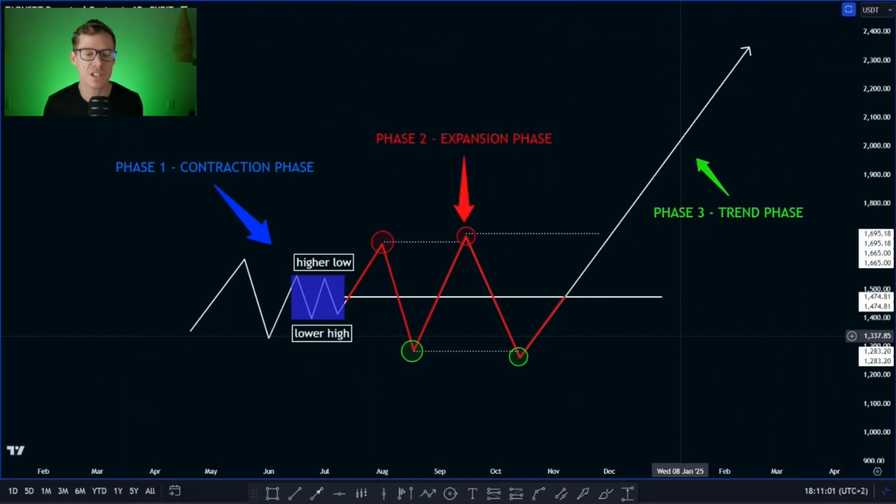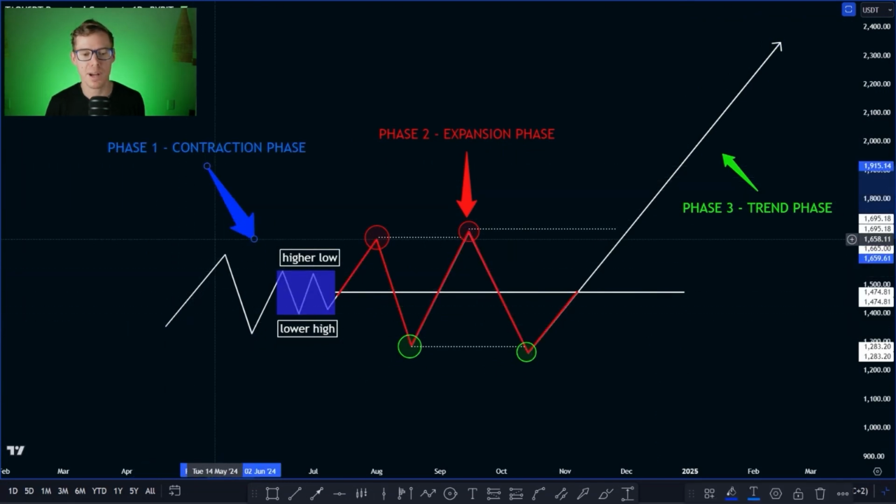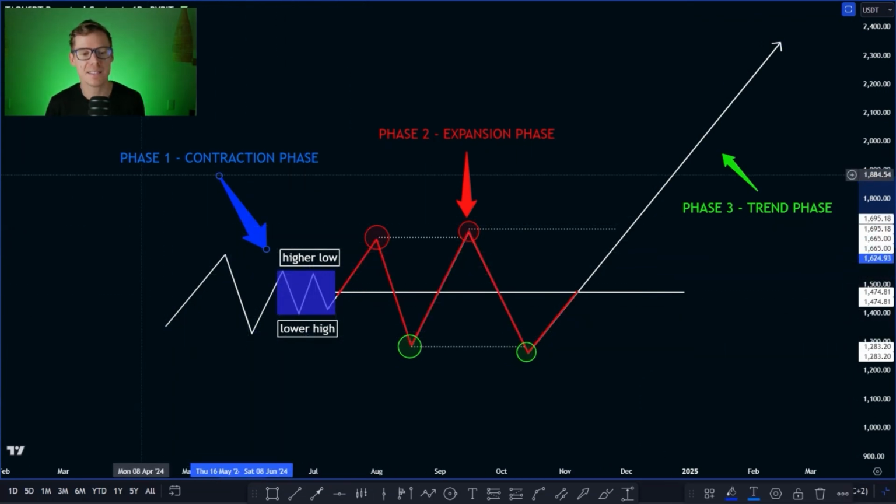We're on the charts right now, and if you look at this diagram I created, it'll give you a deeper understanding of how this works. So you can see price squeezes, goes into contraction, and we get the contraction box formed. This is where you get a simultaneous higher low and lower high forming. This is phase number 1 in the market cycle. We have 3 phases in a market cycle.